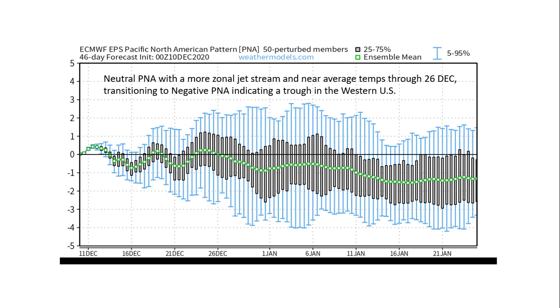Looking at the European EPS PNA, 50 perturbed members, look at the green line, that's the ensemble average once more, showing a neutral phase through about the 26th of December, going negative though, and more negative according to this latest forecast model by mid-January. So that's something to keep an eye on. Again, that neutral PNA would yield more of a zonal, fast-moving west to east jet stream, near average temperatures through about the 26th of December, transitioning to more of a negative PNA. That would indicate a trough in the western U.S. and a ridge in the east, and milder temperatures here for us in the eastern U.S.